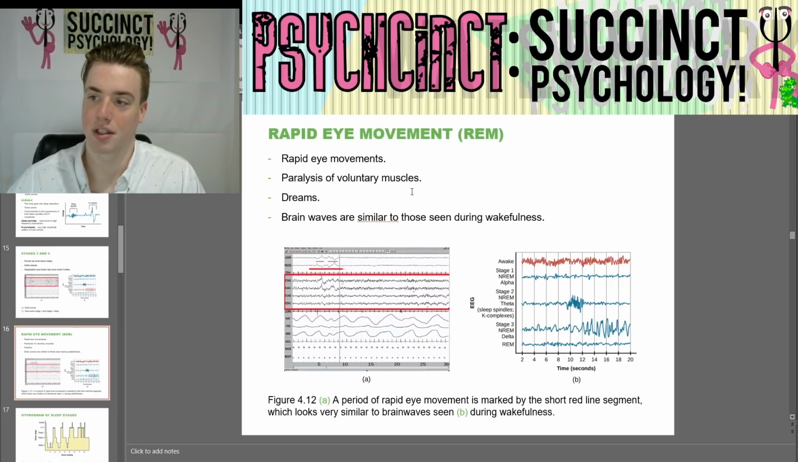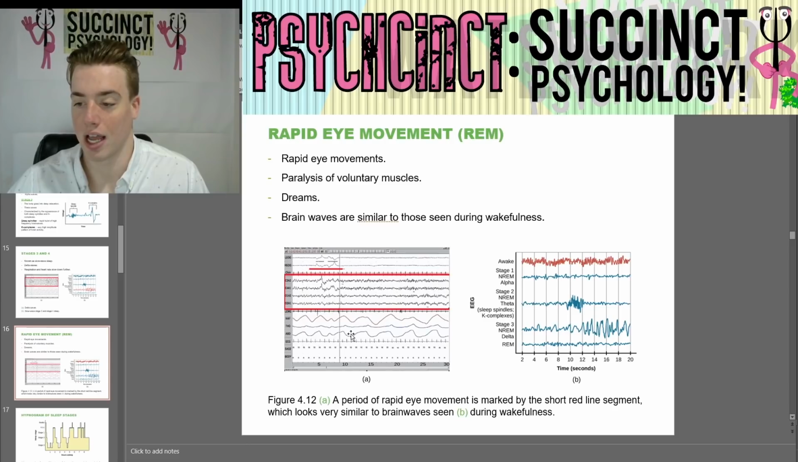And next, we have rapid eye movement, or REM. As its name implies, there are rapid eye movements and paralysis of voluntary muscles, so that when you're having a dream, you don't start throwing punches or running out of bed. And again, that's when you have dreams, in REM and not in the other stages. And brainwaves are similar to those seen during wakefulness.